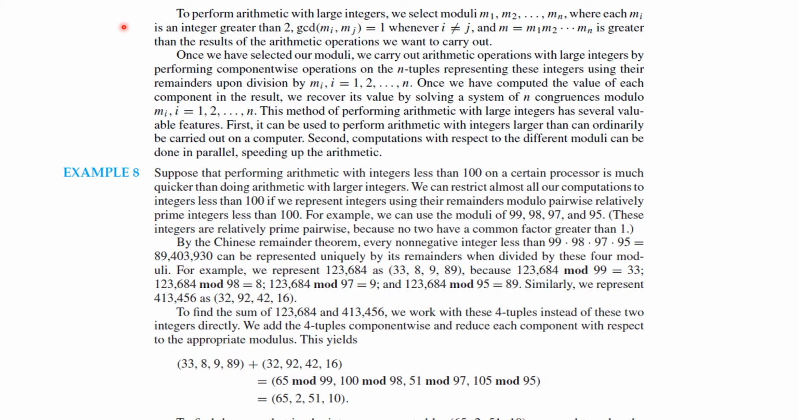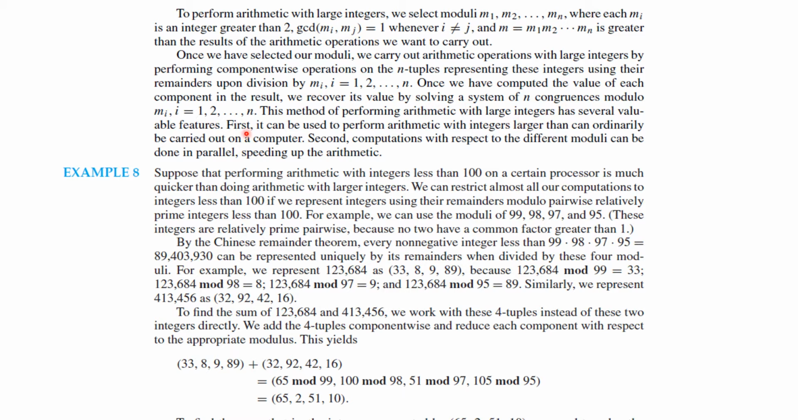So to perform arithmetic with large numbers, we can select these moduli carefully, and each of them is an integer greater than 2, and they're pairwise relatively prime. And then we can do the arithmetic using those n-tuples instead. So once we've selected our moduli, we carry out arithmetic operations with large numbers by performing component-wise operations on the n-tuples, representing these integers using remainders upon division by m sub i.